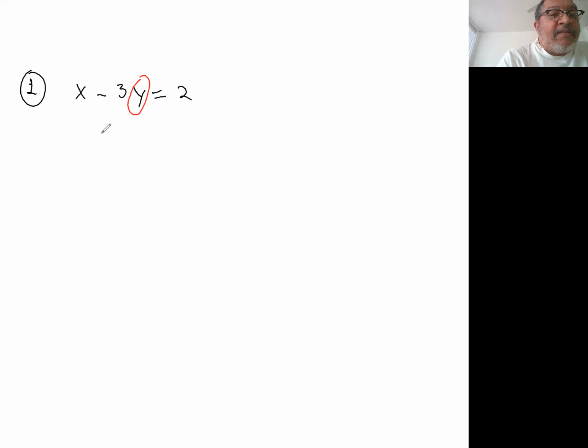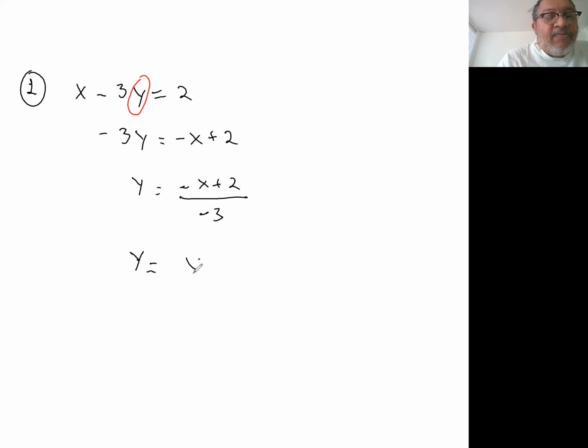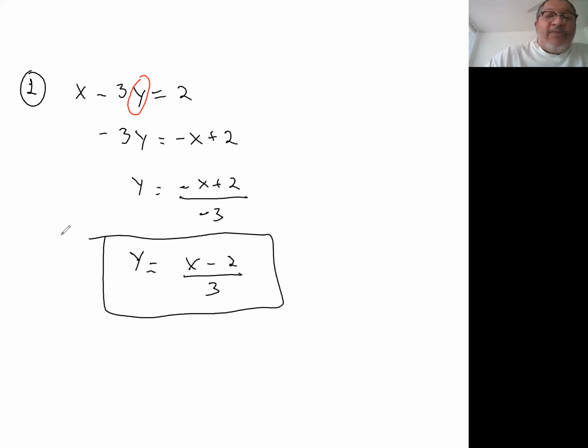Okay, you have negative 3y equal negative x plus 2. y is equal to negative x plus 2 divided by negative 3. We divide by negative, now we get x minus 2 over 3. I only change the sign for everybody. What is your answer? Yes. You're allowed to solve for y, so you say yes, it's a function.